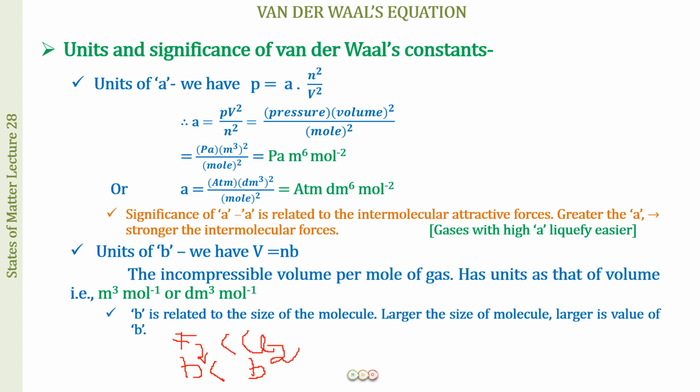Okay, so this is the importance. If the value of B is great, the size of the molecule is greater, or if we know that the size of the molecule is great, then we can predict the value of B. The value of B will be more for a greater size of the molecule.